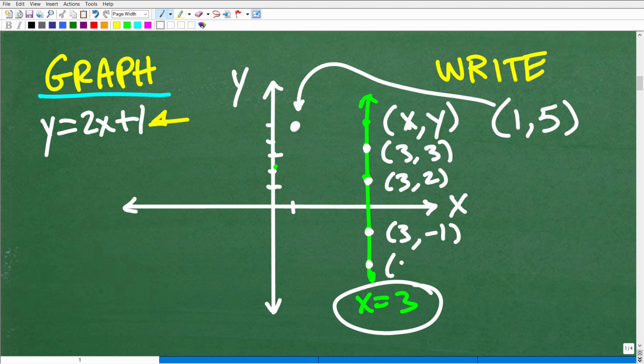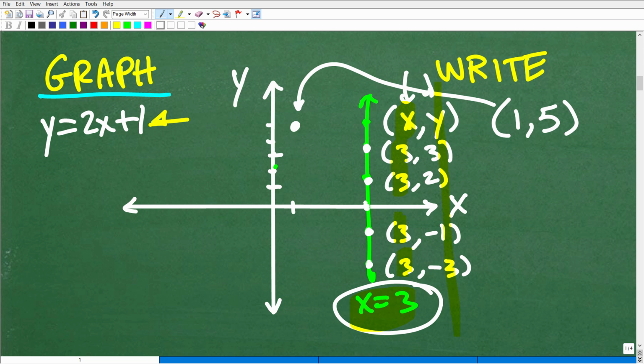Right here you might have 3, -3. If we notice here, again, we have x, y ordered pairs. X is the first value, then y. It's an ordered pair. All the x's are 3, so we have x is equal to 3. And if we plot all these points where x is equal to 3, you're going to end up with a vertical line that goes through 3 on the x-axis.